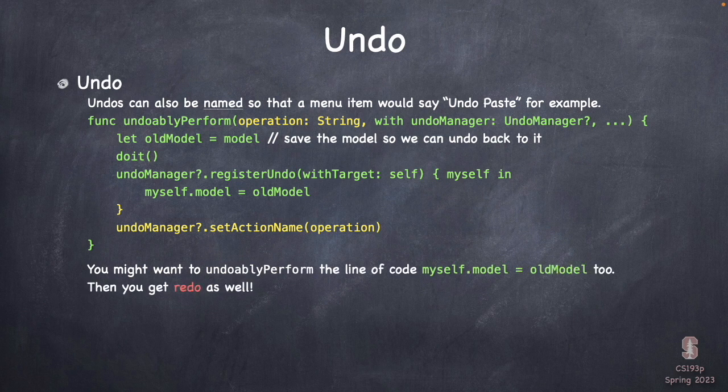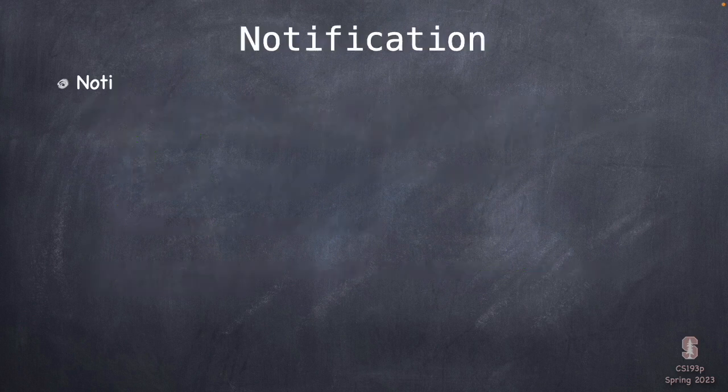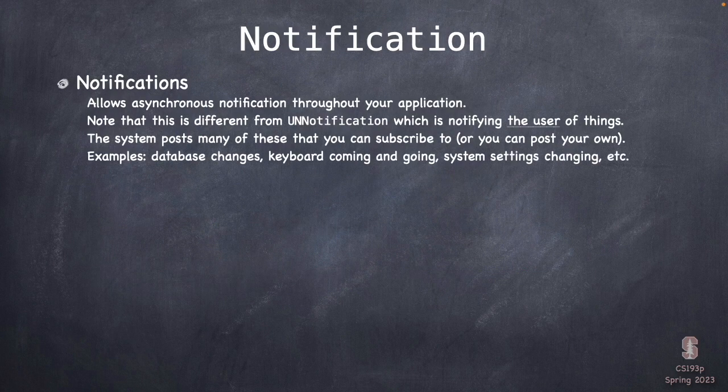And if you really want to be tricky, you see this self.model equals old model right here? You could wrap that in an undoably perform, and then you'll get redo. So that's an easy way to get redo, a one-liner. You can get redo, just wrap your undo inside that undoably perform. So that's it. That's all you need to know for the document stuff.